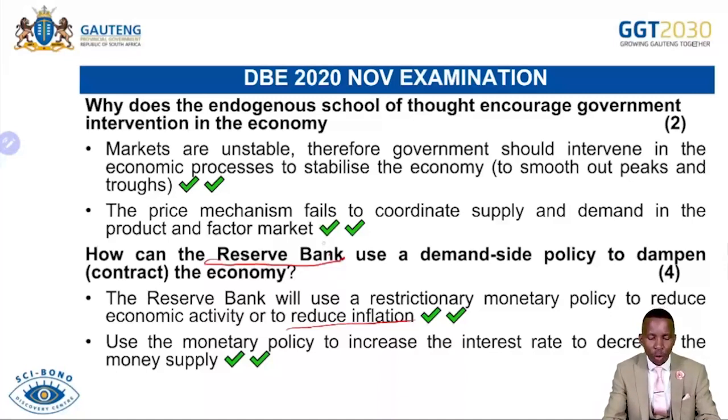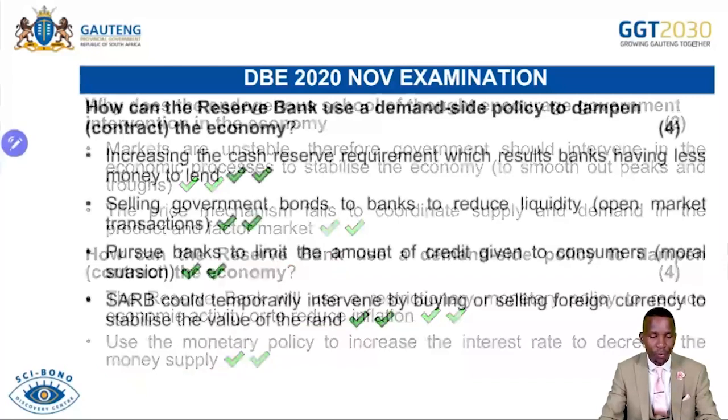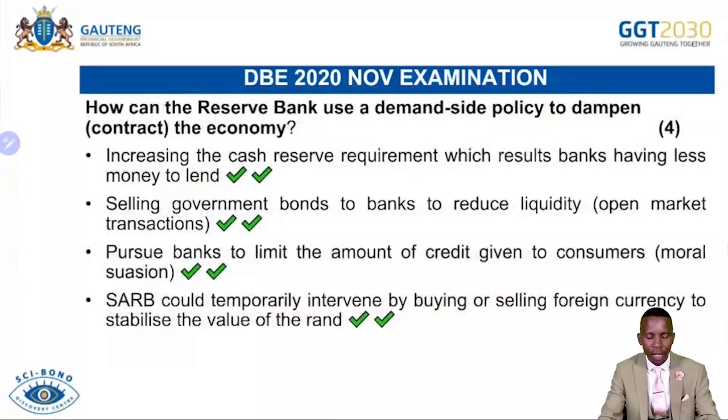Reserve Bank will use restrictive monetary policy to reduce economic activity and reduce inflation. Use the monetary policy to increase the interest rate and to decrease the quantity of money or money supply in the economy or in circulation. Increase the cash reserve requirement, which results in banks having less money to lend, so there will be less liquidity. Selling government bonds to banks to reduce liquidity, which is open market transactions, not quantitative easing. Appeal to banks to limit the amount of credit given to consumers, which is known as moral persuasion.